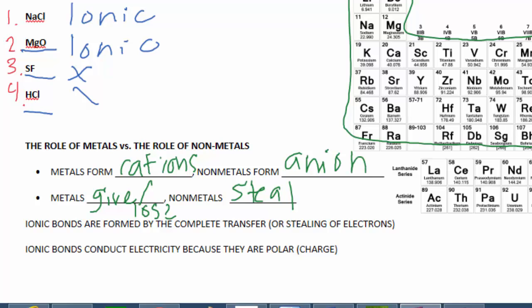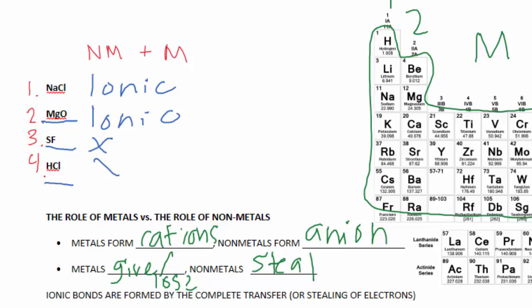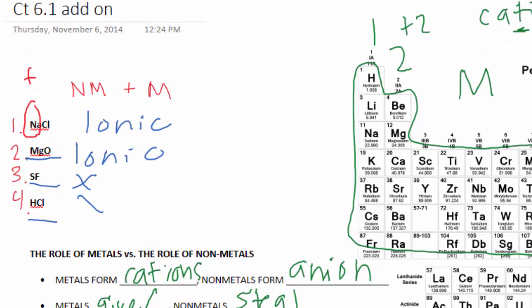So you should be able to look at an ionic compound right here and tell me what's the cation and what's the anion. The cation is the one that gives away electrons. The anion is the one that steals. Sodium is a metal, so it gives away its 1 electron, so it's the cation, meaning it's a positive charge. Chlorine steals electrons because it has a negative charge, and so it's the anion in the bond.